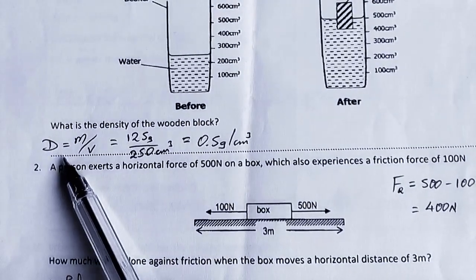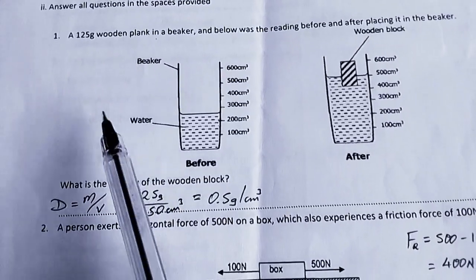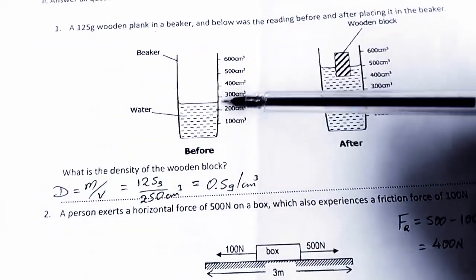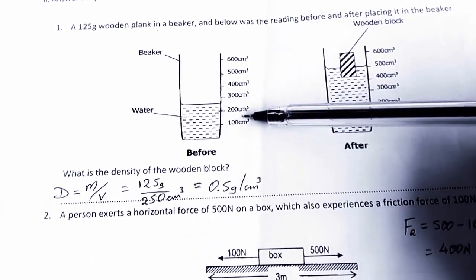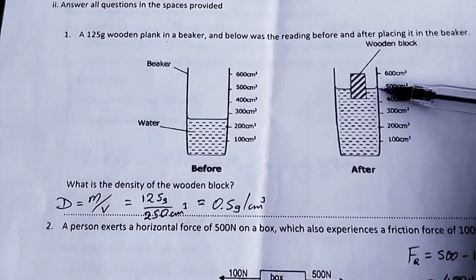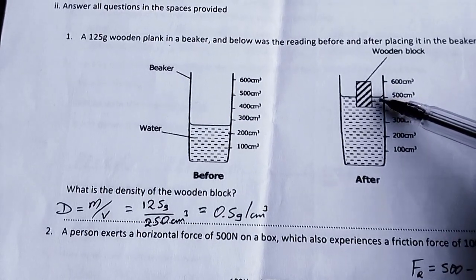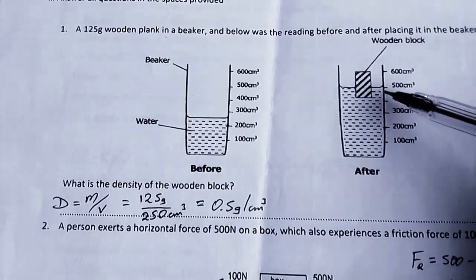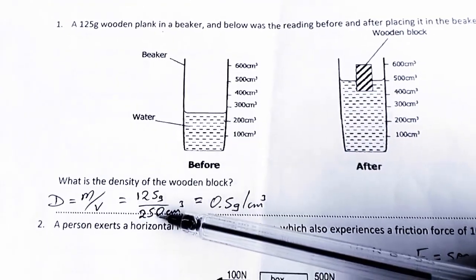Write your formula first, and then replace the variables. You've got the mass of 125 grams. Then the volume, you look at the change in the level of the water. This is about 250 cubic centimeters, and then it rose up to 500 cubic centimeters. You always follow the lower meniscus of the liquid, not the one at the edge, because at the edge it curves up a little bit. So follow the lower meniscus. So 500 minus 250 gives us 250 cubic centimeters.